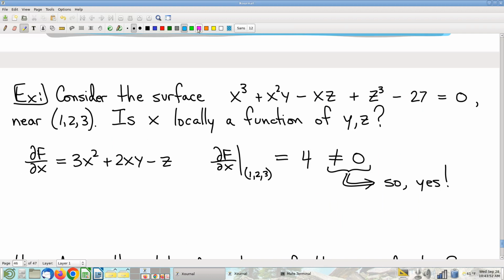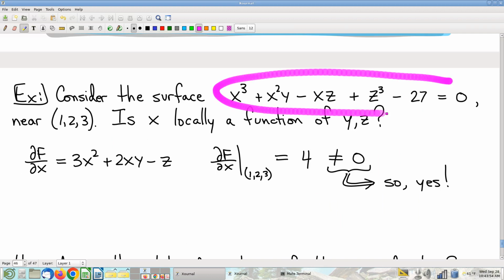So here's a big nasty equation representing a surface, of course, because this is an equation in 3 space, right? There's 3 variables, x, y, and z. So it's some sort of a wacky surface. I have no idea what this looks like.